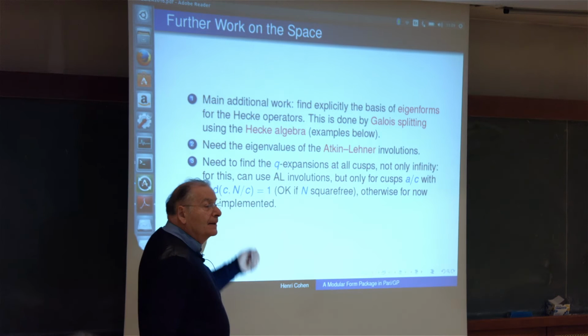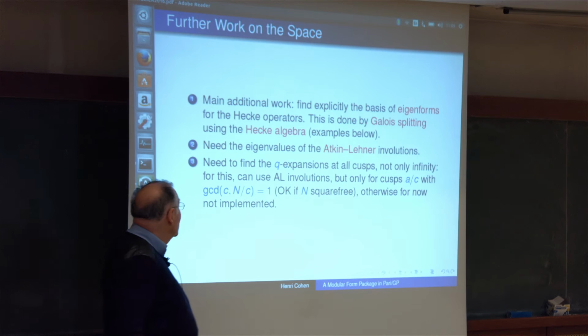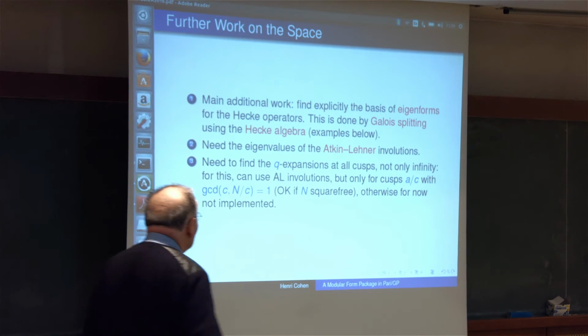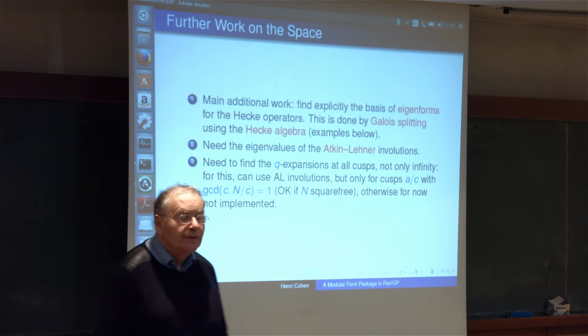One can use the Atkin-Lehner involutions to do this, but only for the cusps such that the GCD of C and n over C is equal to 1. In particular, if the level is square-free, it's okay. But if the level is not square-free, it's a non-trivial problem.